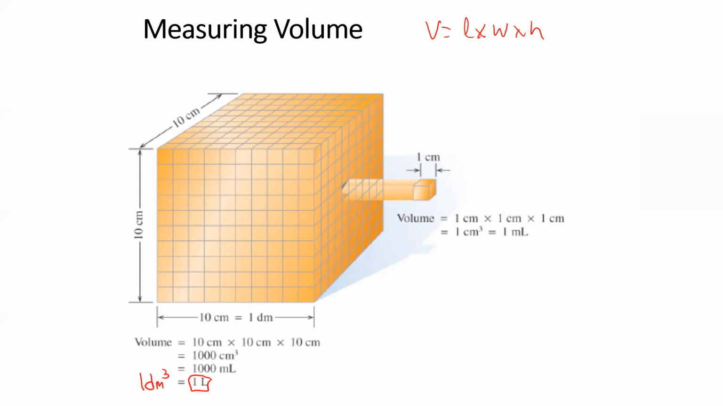1 decimeter cubed. And why is that? 1 decimeter times 1 decimeter times 1 decimeter, right? 1 times 1 times 1 is still 1, but the unit decimeter cubed gives me 1 decimeter cubed. Now, if we look in terms of centimeters, right, it'd be a little bit different. 1 liter would be equivalent to 1,000 centimeters cubed, right?